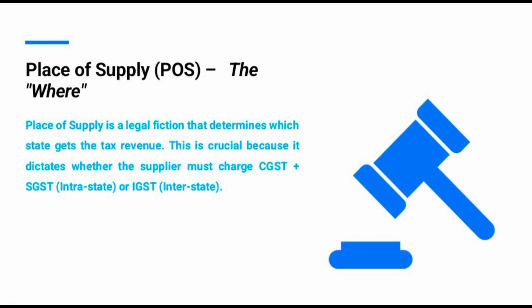Place of supply is a legal fiction that determines which state gets the tax revenue. This is crucial because it decides whether the supplier must charge CGST plus SGST for intrastate or IGST for interstate. Okay. The place of supply means where. The concept is where.